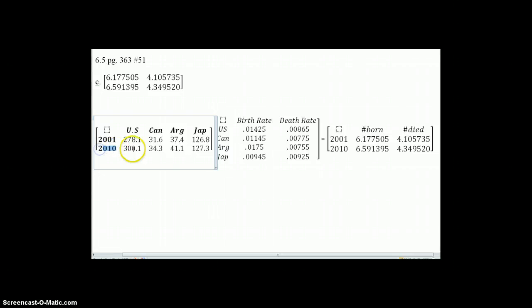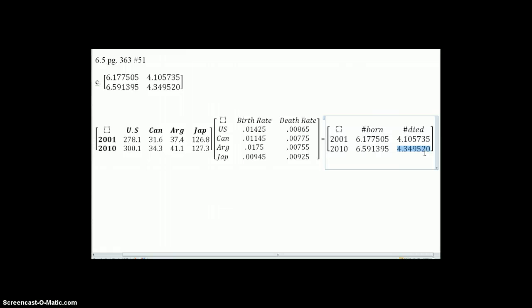2010. So when you do this row times the first column, the first thing you do is the number of people in the US times the birth rate, and that's the number of people born in the US. And then as you continue doing the multiplication, you're adding the number of people born in Canada, and then the number of people born in Argentina, and the number of people born in Japan when you do that final multiplication. When you add them all together, you get the number born in all 4 countries combined in 2010. And then similarly, this is the number who died in all 4 countries combined in 2010.